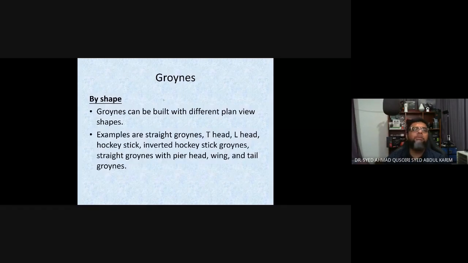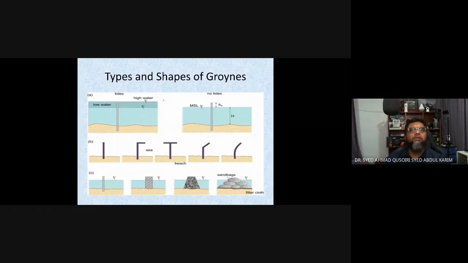And groins can also be classified by shape. T-head, L-head, hockey stick, macam-macam design. Ni contoh dia lah. Kan? So ni semua yang A dan B tu kira pandangan atas lah kan. A tu sama ada groins tu dipasang hanya pada kawasan yang mengalami air pasang surut ataupun kita panjangkan lagi sehingga ke laut. So berapa panjang groin yang kita nak pasang tu.